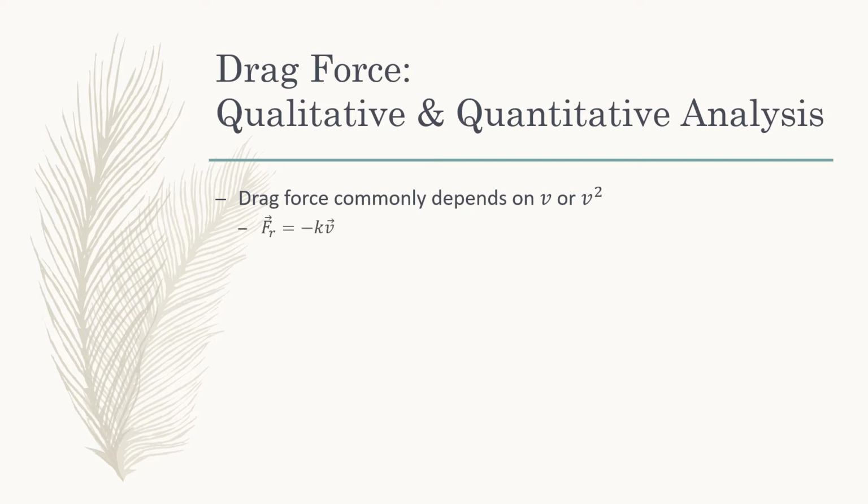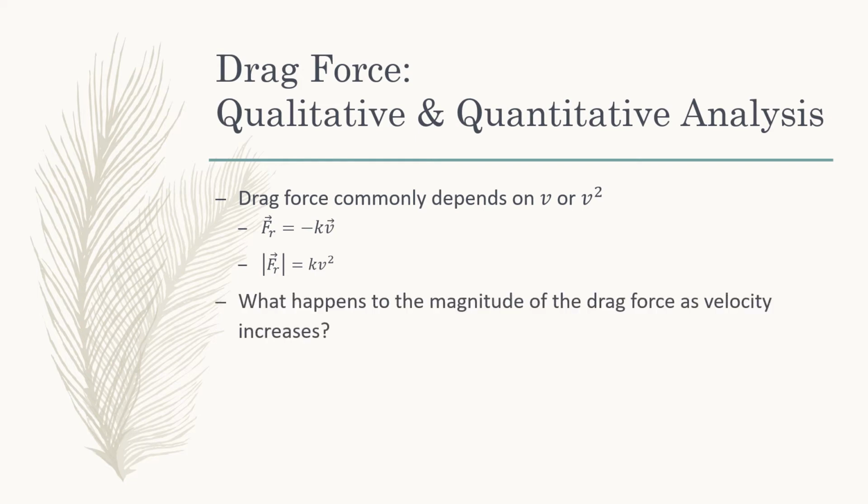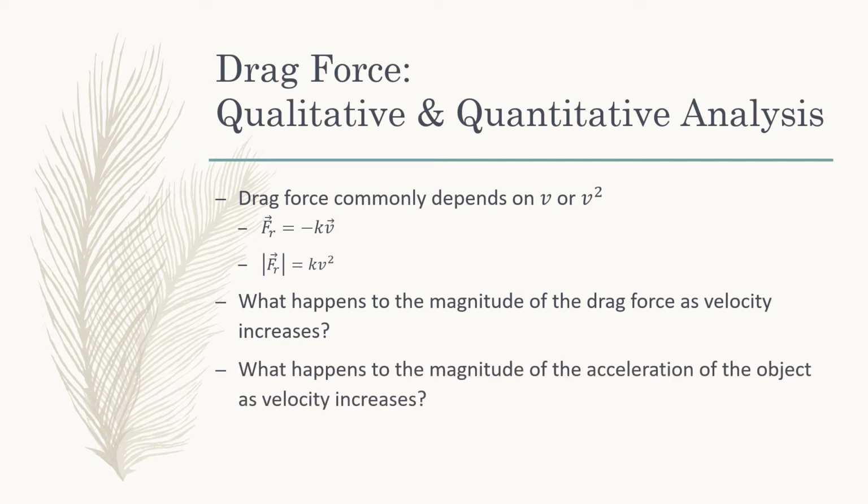than if it's moving slower. So a common equation is that the drag force, or the resistive force, F sub r, is negative kV, where k is a constant, or that the magnitude of that resistive force could be some constant times velocity squared. So thinking about these relationships, what happens to the magnitude of the drag force as the velocity increases? If you answered that the magnitude also increases, you would be correct.